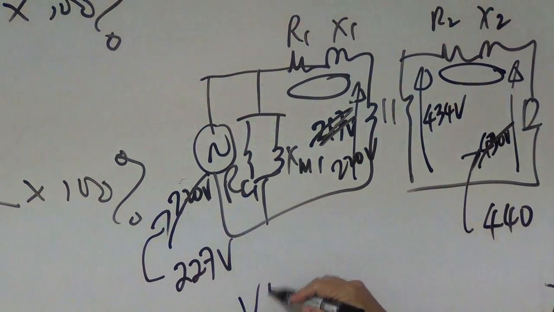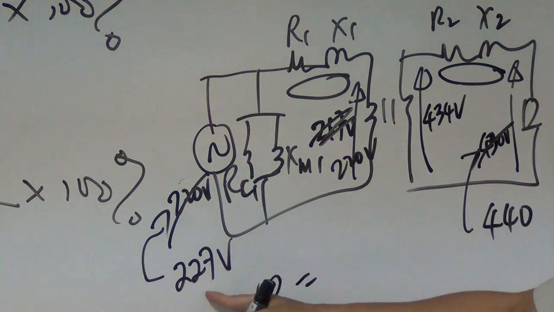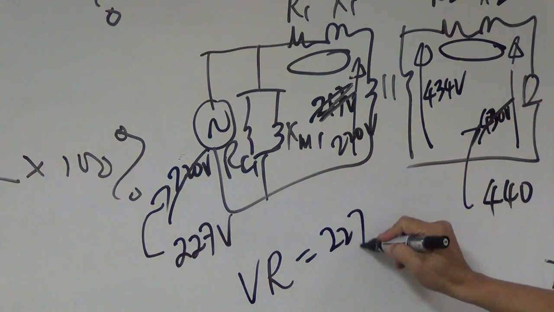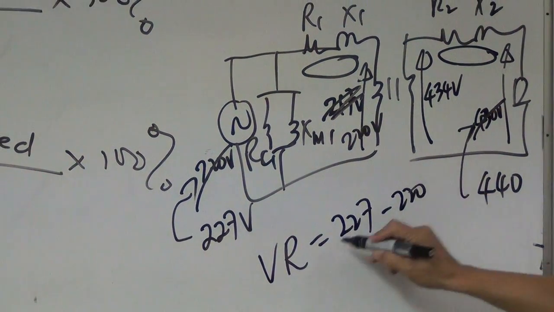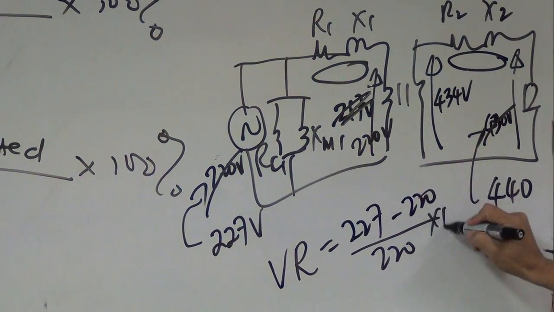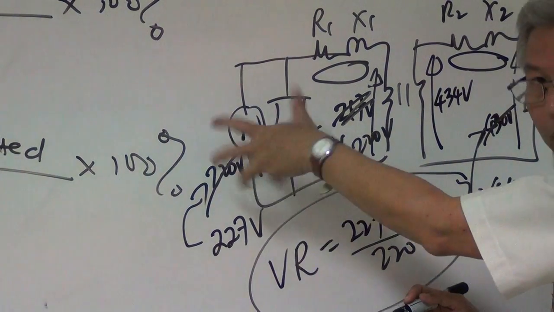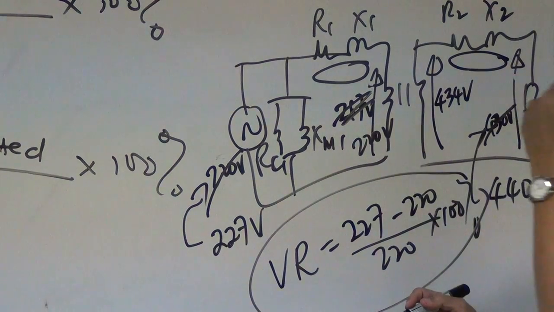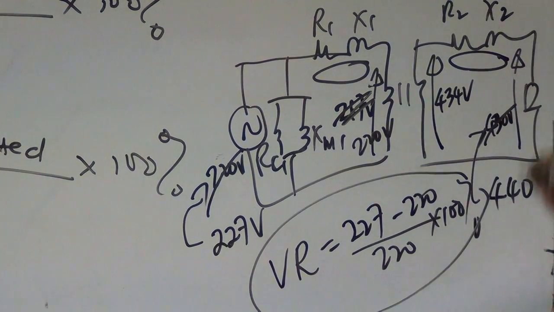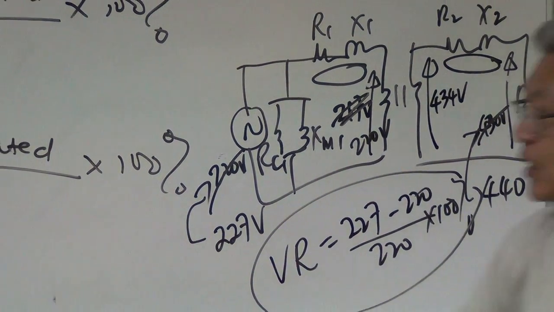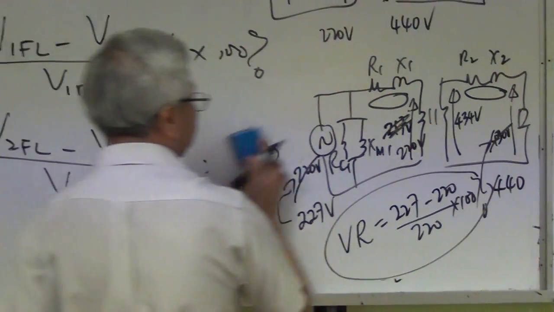So the voltage regulation therefore says this is the full load voltage: 227 minus 220, divided by 220, times 100%. That's the meaning. That means how much must you compensate to make sure that the voltage appears as what you wanted. Got it? So that's called voltage regulation.